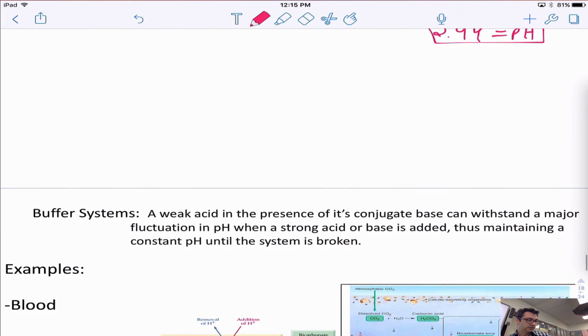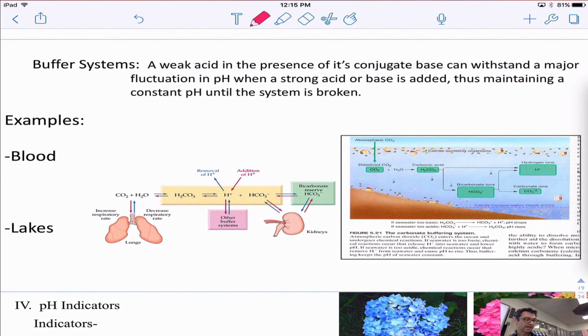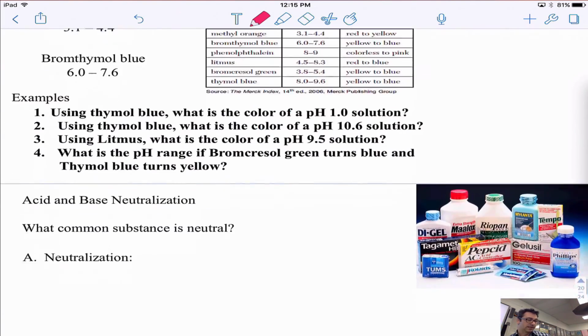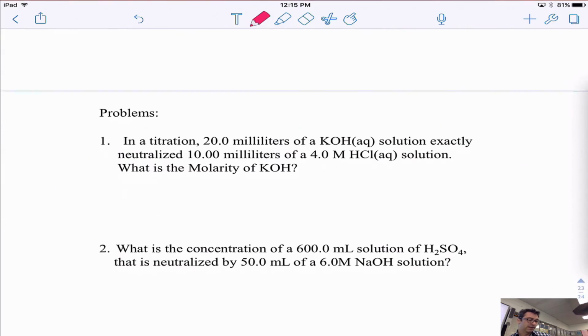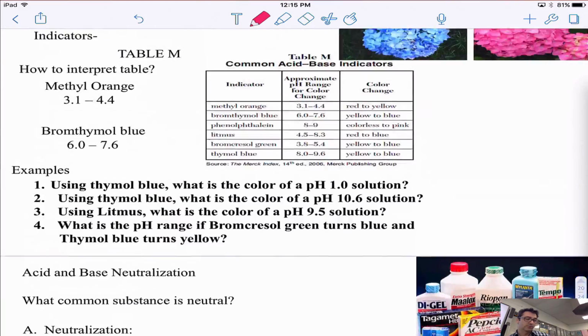Next, what we're going to do is talk a little bit about buffer systems, and we'll do that during the next video. We'll talk about indicators, and we'll talk about neutralization reactions and hydrolysis of salts, and then we're done.